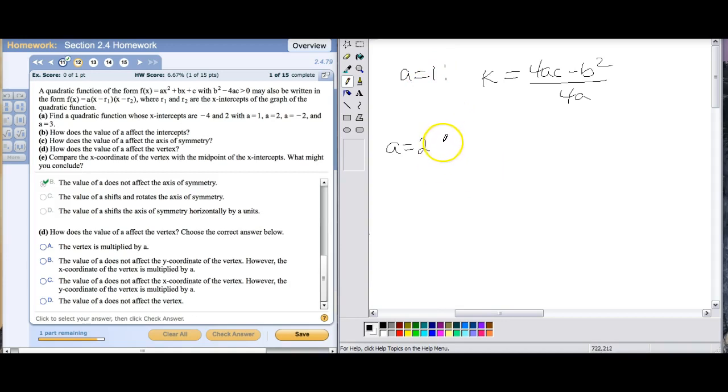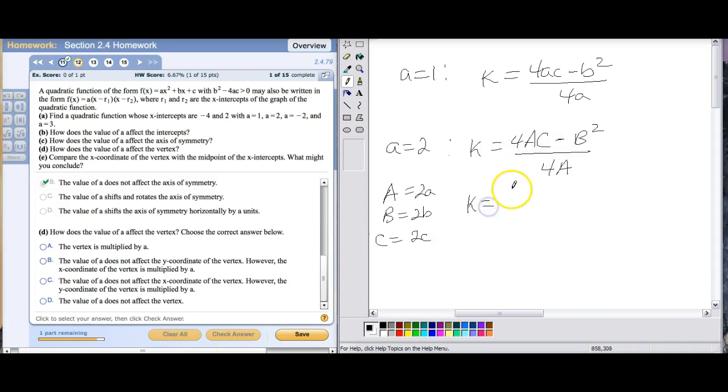So in this case, if we were to let k now be equal to 4 big A, big C minus big B squared, all divided by 4 big A, where big A is 2 times little a, big B is 2 times little b, and big C is 2 times little c, because whenever we multiply a through by everything here, everything is going to be increased by a factor of 2. So we're guessing that the y coordinate for the vertex will be raised by a factor of 2, but we're going to plug this in and see if that actually works out.